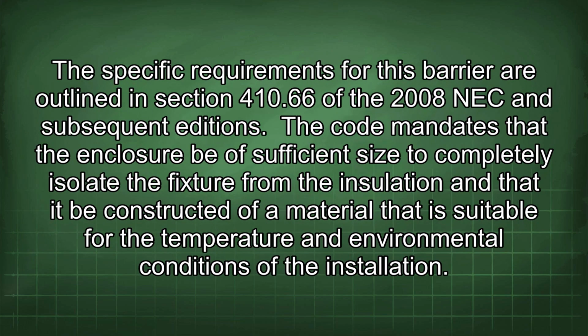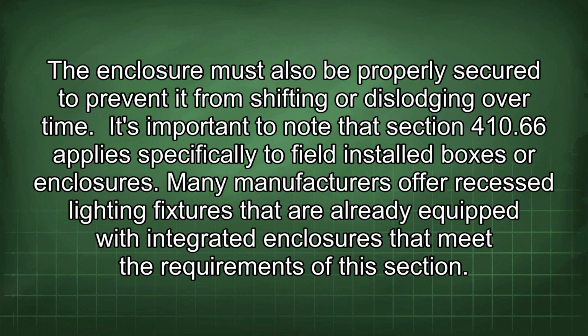The specific requirements for this barrier are outlined in Section 410.66 of the 2008 NEC and subsequent editions. The code mandates that the enclosure be of sufficient size to completely isolate the fixture from the insulation and that it be constructed of a material that is suitable for the temperature and environmental conditions of the installation. The enclosure must also be properly secured to prevent it from shifting or dislodging over time.